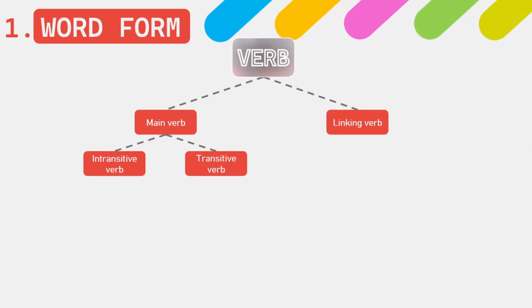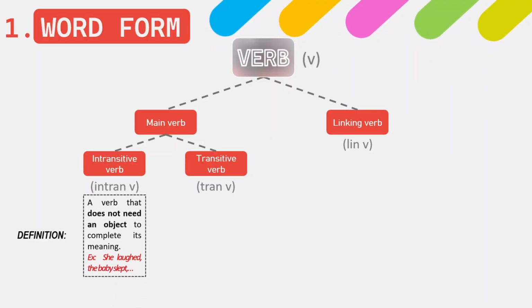In verbs, we have two types, main verb and linking verb. In main verb, we have another two types, intransitive verb and transitive verb. An intransitive verb does not require a direct object to complete its meaning. The action or state described by the verb does not pass on to an object. The sentence makes sense without adding anything after the verb, and is often followed by adverbs or prepositional phrases, not objects. For example, she laughed, the baby slept.